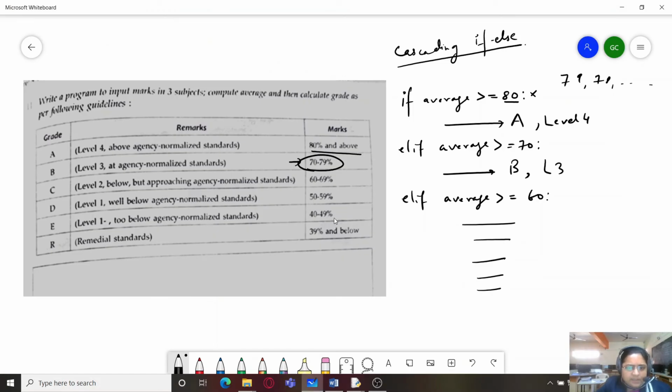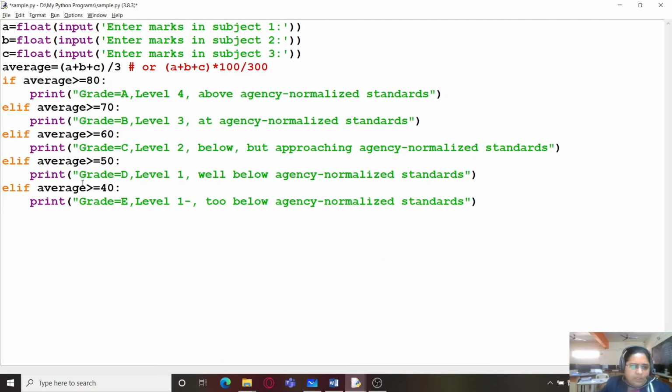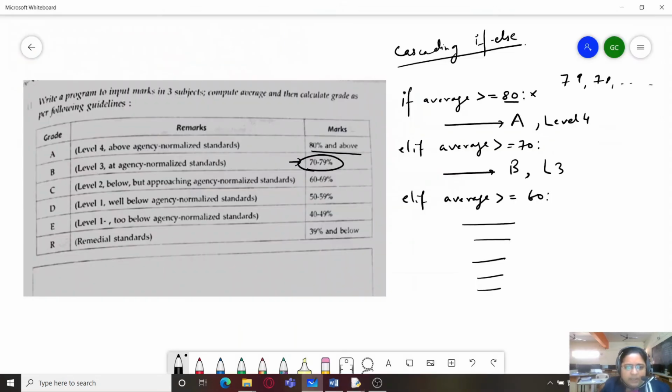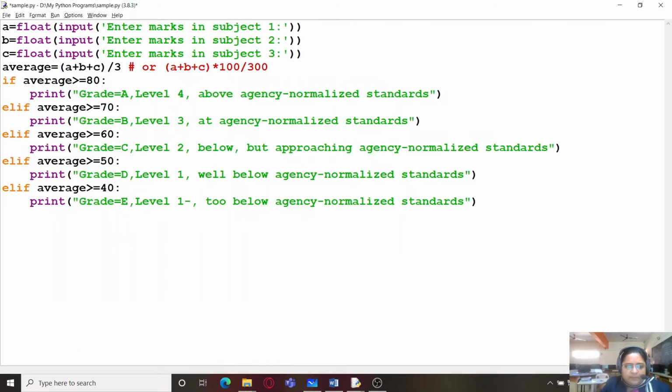And finally, it is 39% and below. We already got a condition here, elif average greater than equal to 40. So below 40 we have 39. Anything which goes below 40, that is 39, 38, 37 or anything below that, we would only be specifying remedial standards. This is my last resort, and hence it will be specified within else. So I'll be simply writing else over here.